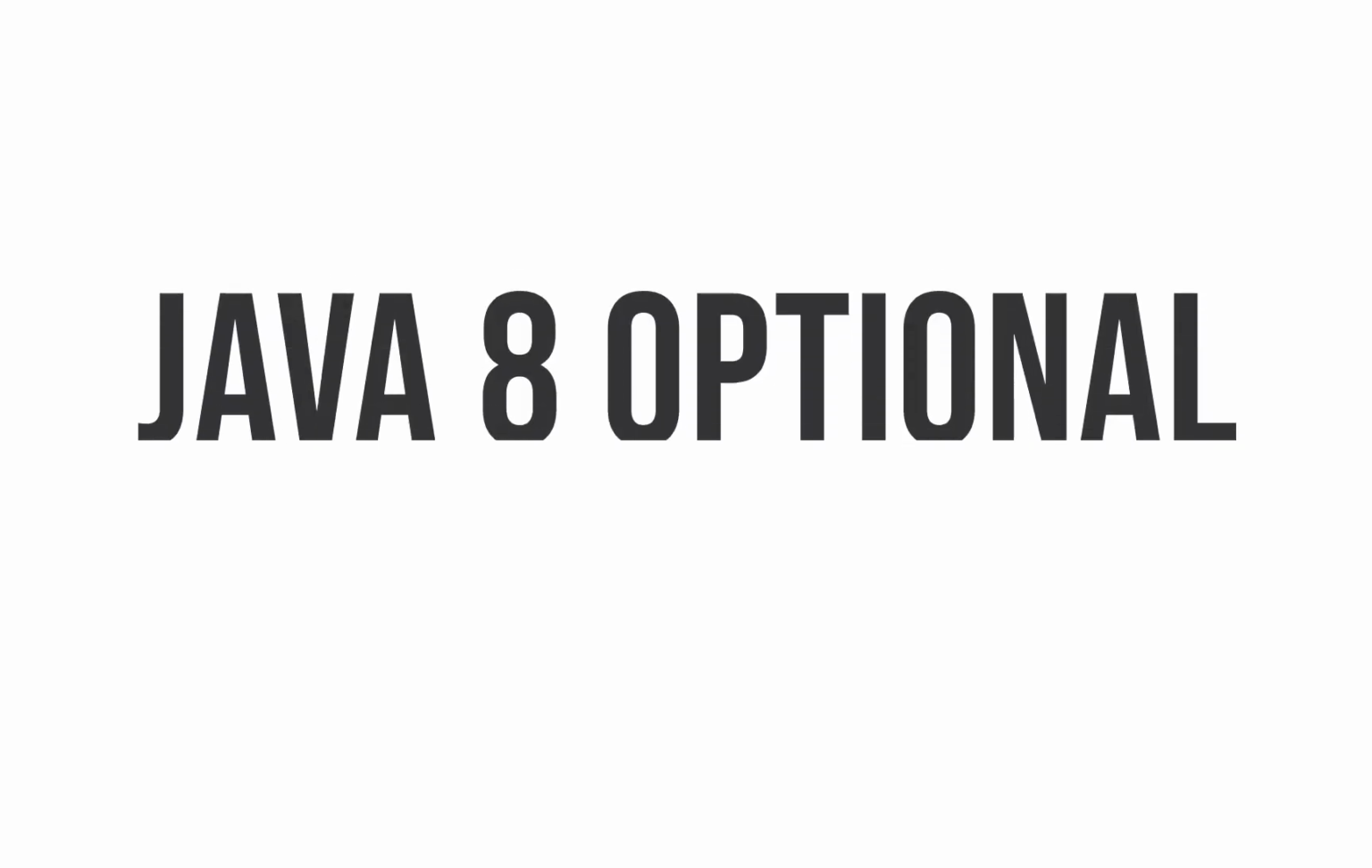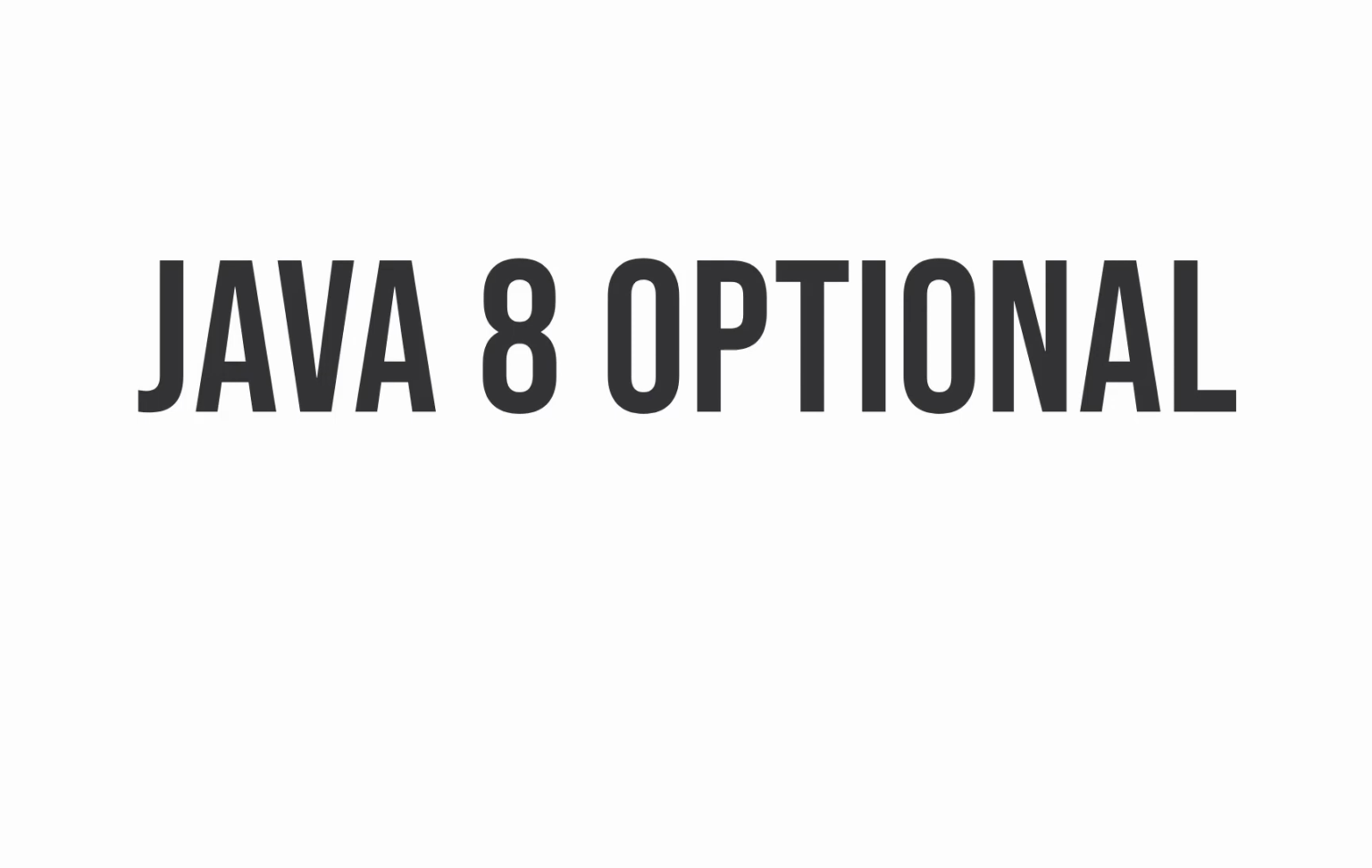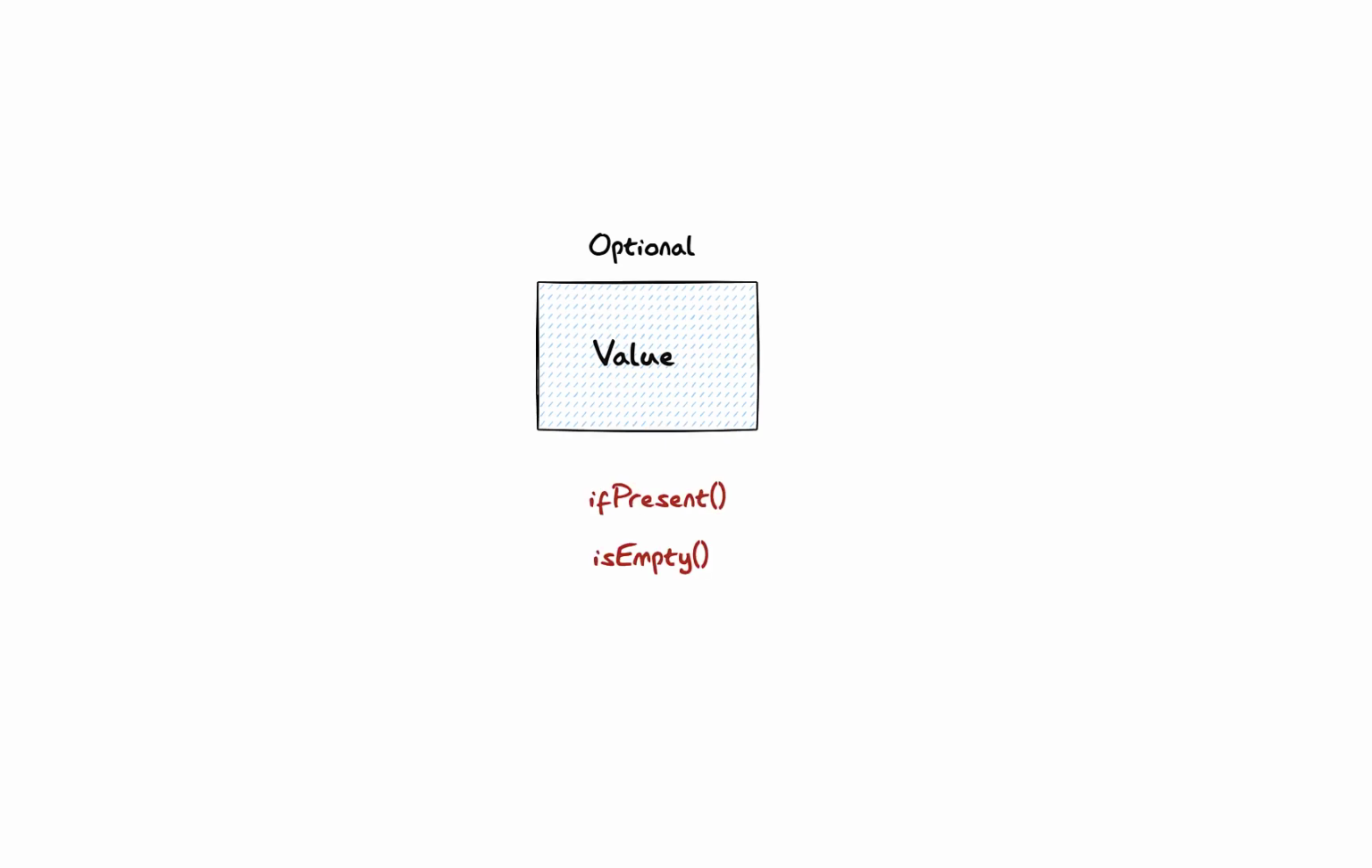Before moving further, I assume you're familiar with the Optional class, and if not, then go ahead and watch the video whose link is at the top right corner and in the description of this video. Just a refresher, Java 8 Optional is a wrapper around the actual value, and to check if an Optional has a value or it is empty, we use its isPresent or isEmpty methods.